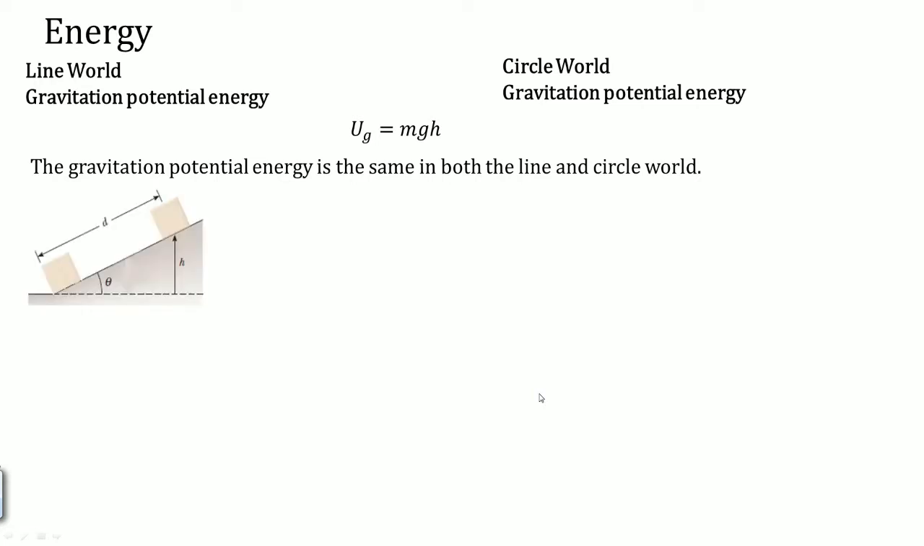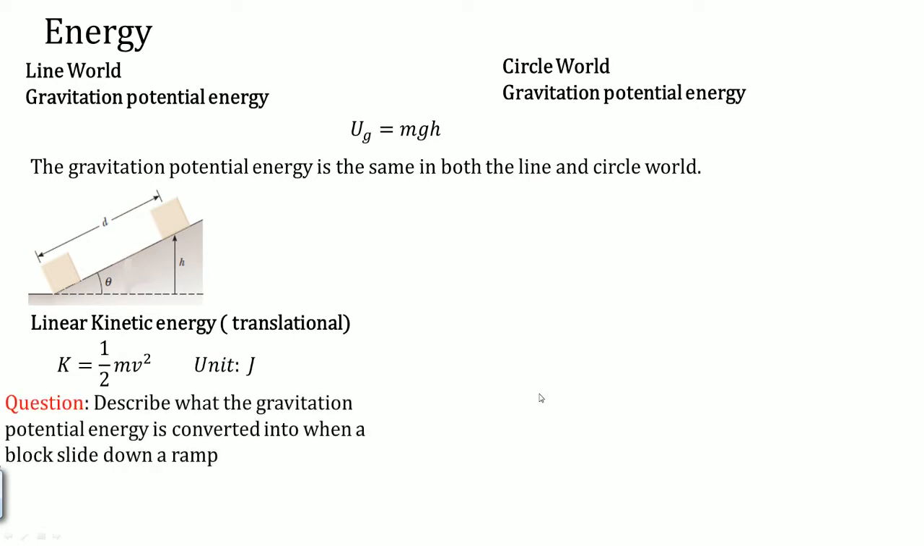On the left-hand side, you see a block sliding down, and you can see that the gravitational potential energy is converted into linear kinetic energy, sometimes referred to as translational energy. The kinetic energy that it has at the bottom is defined by 1/2 mv squared, and the unit is joules.